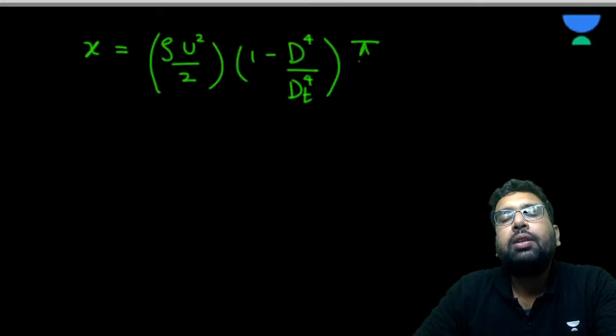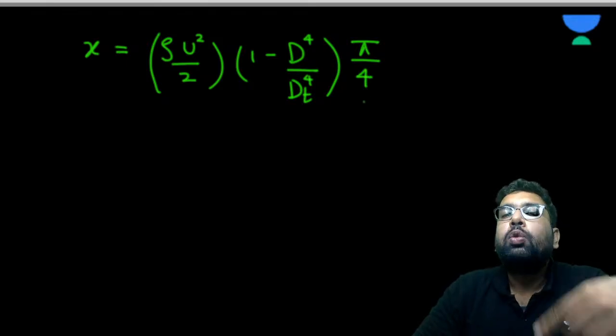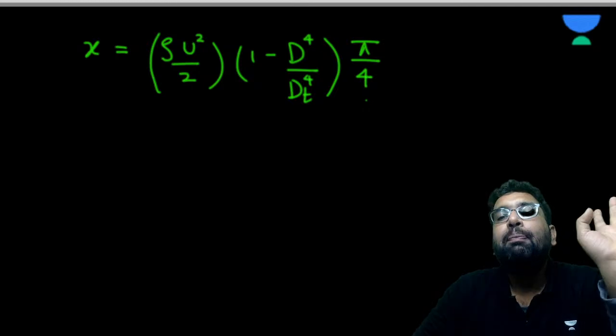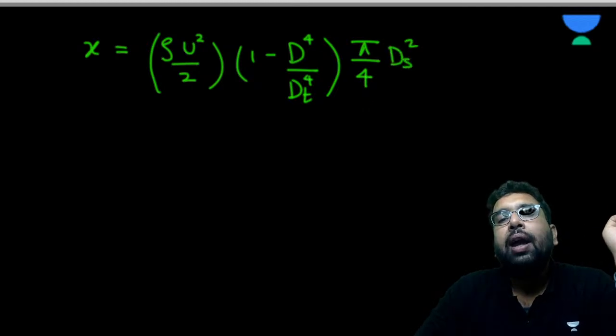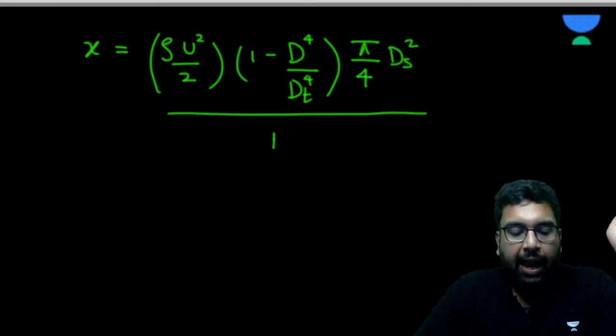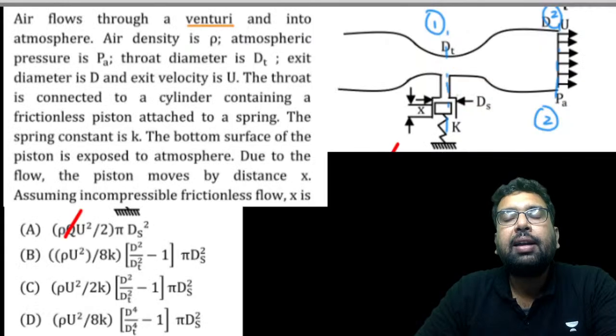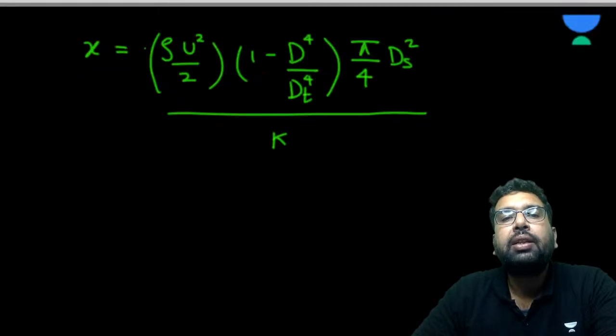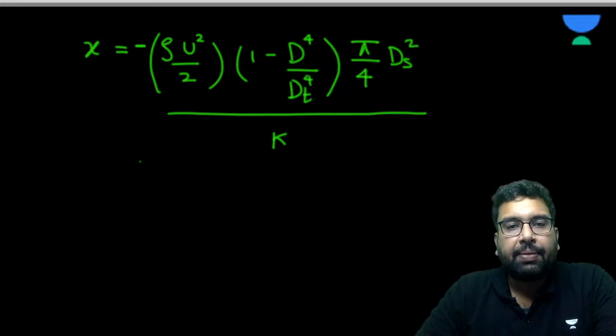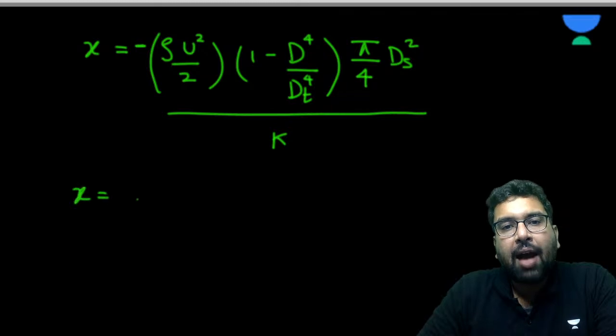So what is the force? Pressure into the area. Which area is the pressure applied on? It is going to be pi by 4 ds square, upon K. In this question the spring is getting compressed, and for compression we understand that we have to use the minus sign.